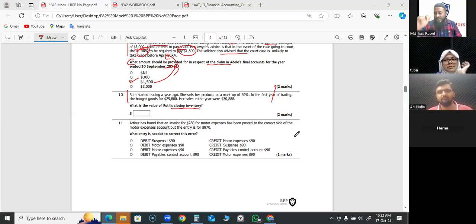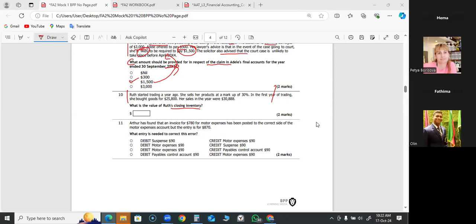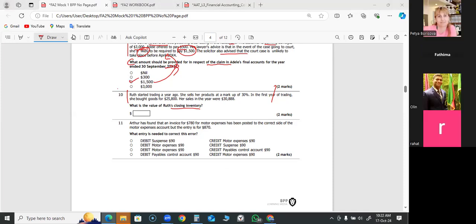Okay, good to see you, Tuba. Good to see you, Nafiu. Welcome back, Hema. Welcome back, Fatima, Petya. Pauline is joining in. Rahat in the queue. Oh, good. All the students are here. So, are you guys good to go? Yep.